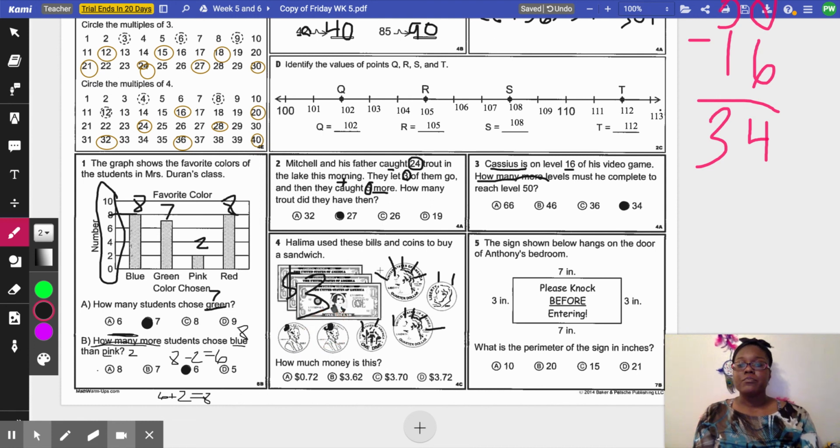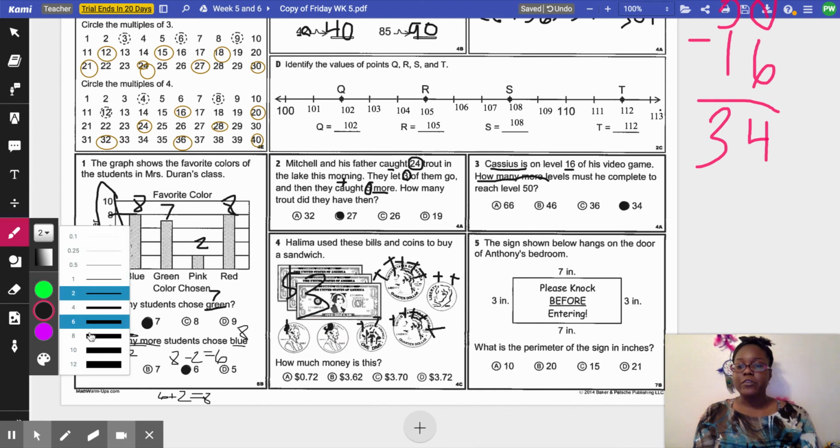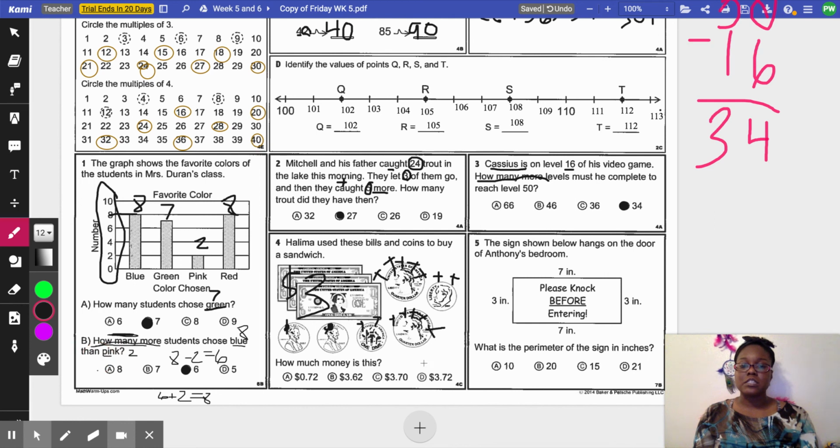So here we go. 5, 10, 15, 20, 25, 30, 35, 40, 45, 50, 55, 60, 65, 70, counting my 1s, 71, 72. So I was correct. We have $3.72.